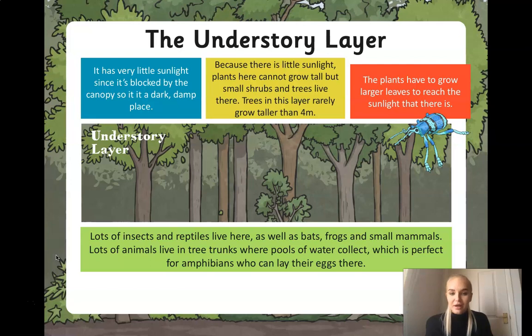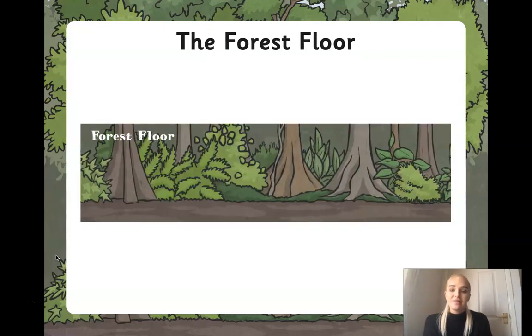So far you have learned that there are 4 layers of vegetation to the rainforest. Now we've learned about the emergent layer, the canopy, the understory layer, and we have one final layer to learn. And this layer is the forest floor. As you can see, it's right at the bottom of the rainforest.